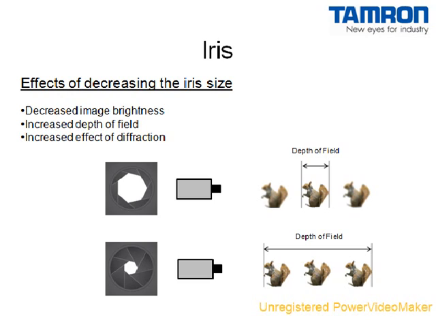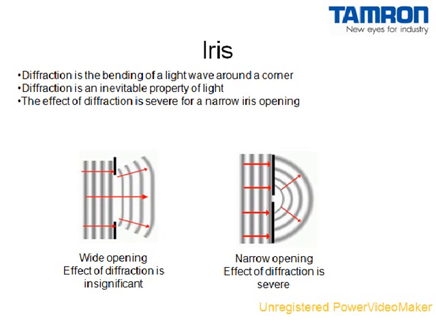Finally, a decreased iris size results in an increased effect of diffraction and can cause the quality of the image to deteriorate. Diffraction is the bending of a light wave when passing by a corner. Diffraction is an inevitable property of light and will occur any time light passes a corner. The effect of diffraction becomes severe when light passes through a narrow iris opening.